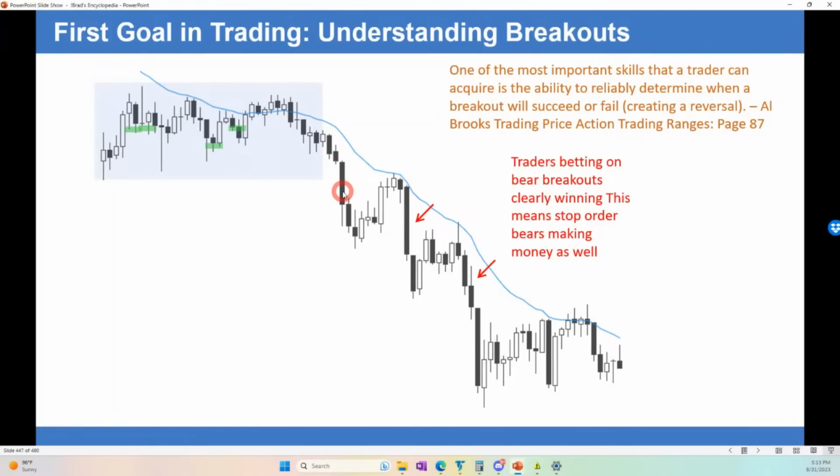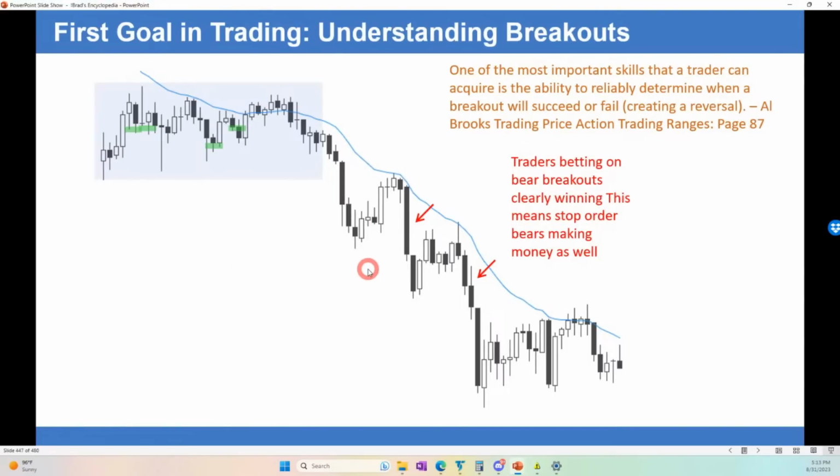So the first thing I'm doing is I'm always asking myself, what is the always in direction? Is it clearly bullish? Is it clearly bearish like this? Are counter trend traders making money? For me, if I can understand what the stop order traders are doing, then I can understand limit order traders. Remember, a weak stop entry trade is a great limit order trade.